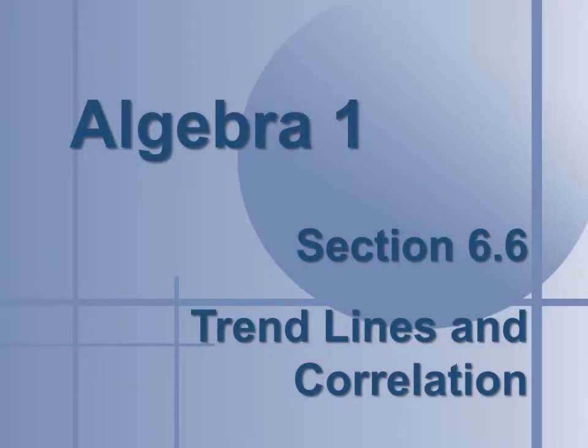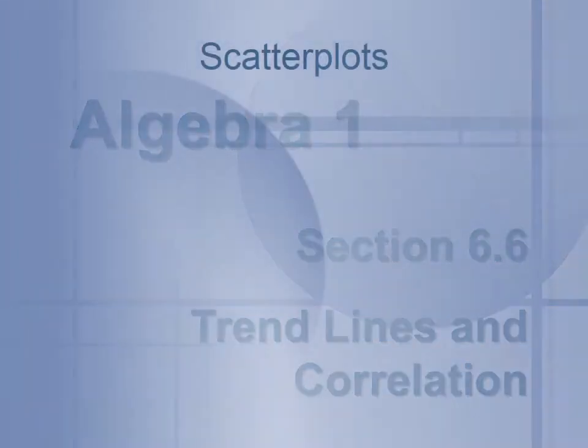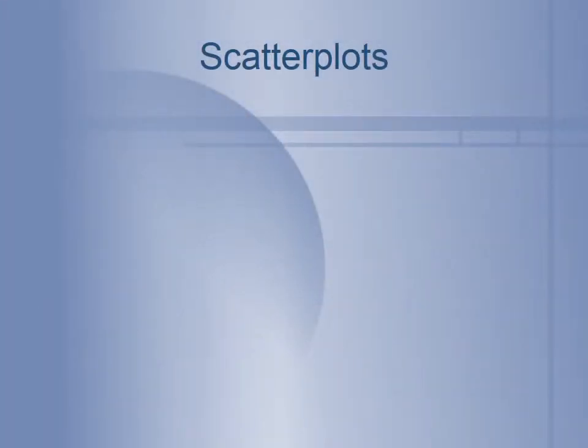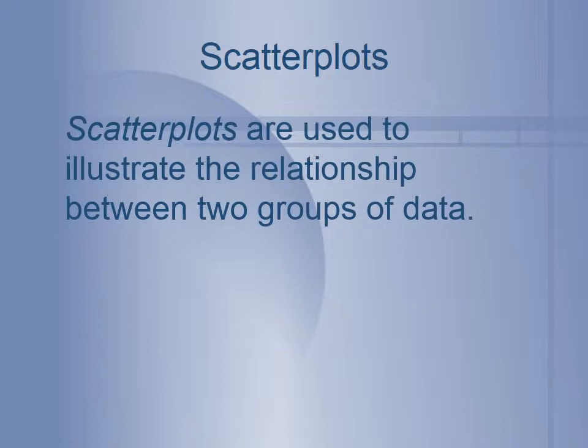Alright guys, today we are going to talk about trend lines and correlation. So before we can begin talking about trend lines and correlation, I want to introduce you to the concept of a scatter plot. Scatter plots are used to illustrate the relationship between two groups of data.